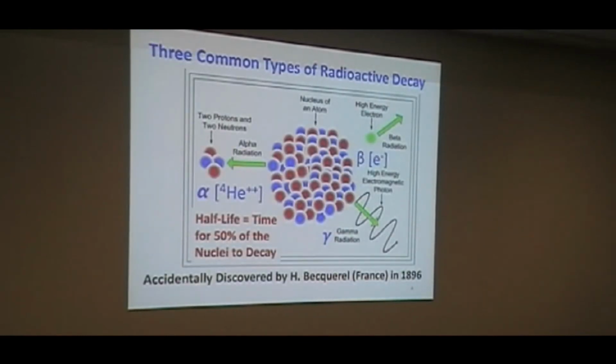And when we're going to talk about radioactivity, there are three common types of radioactivity that occur. This is a nucleus. This is a lot bigger. This, for example, could be uranium. In fact, uranium was the first element that was discovered, by accident, by Henri Becquerel in France in 1896 to be radioactive. Maybe you heard this story.